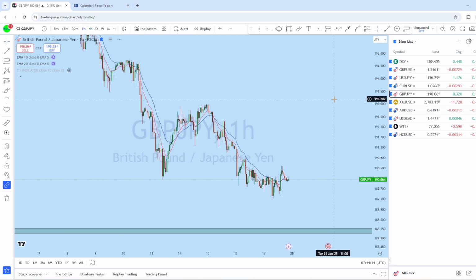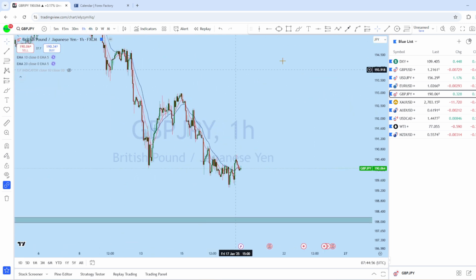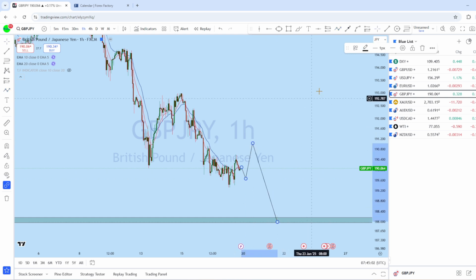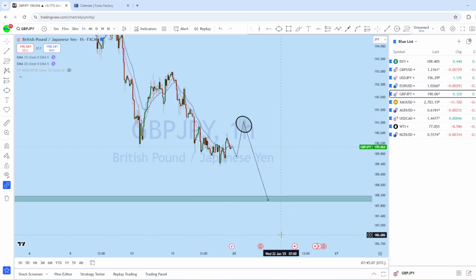lower low. Looking at the 1-hour chart on GJ, we can expect this market to potentially grab liquidity and then drop. So we'll be waiting for an upside move here and then expecting the market to come back down to create a new lower low.